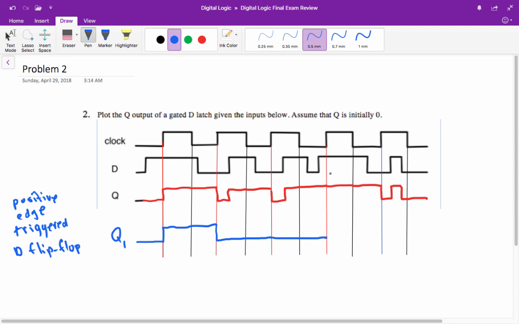At the next positive edge, D is 1, so Q will become 1, and it'll stay 1 all the way to the next positive edge. And then at this last positive edge, we see that D is 0, so Q will become 0, and it will stay that way.